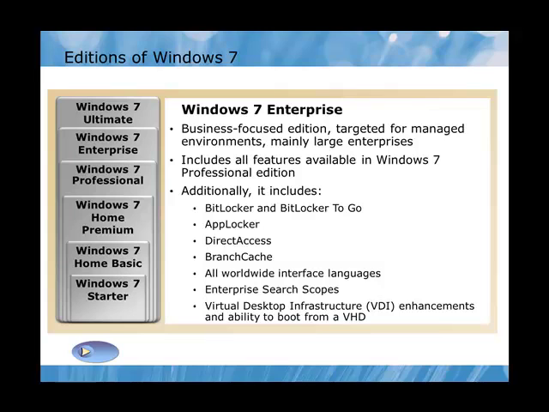Enterprise search scopes, virtual desktop infrastructure enhancements, the ability to boot from a VHD, a virtual hard drive, which means that you don't actually have to install it on your hard drive. You can install it on a virtual hard drive and boot from it. May be a big deal, maybe not a big deal. But what that means is that you can make a virtual hard drive and copy it to all your machines and change your boot sequence so that it boots to that hard drive instead of having to go back and change everything on the physical drives themselves. Virtual hard drives still take storage space on the physical hard drive, but the management is through the virtual drive itself.